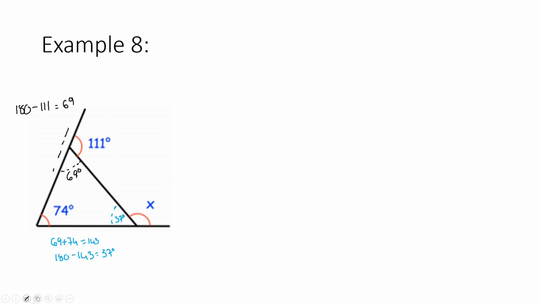And then to find the value of x, which is our obtuse angle, this angle outside here, I know that on a straight line, angles add up to 180 degrees. So 180 subtract that inside angle of 37. 180 take away 37 gives me a value of 143 degrees. So x is equal to 143 degrees.